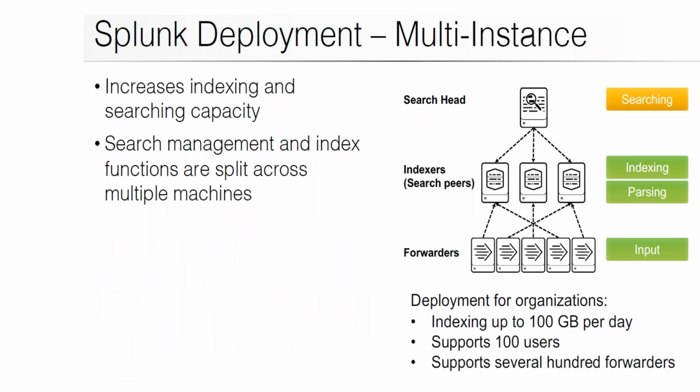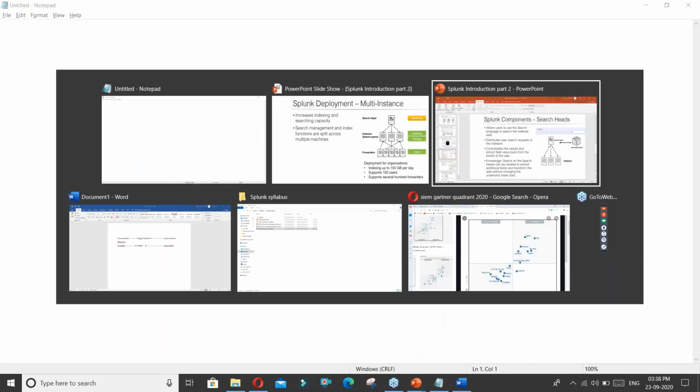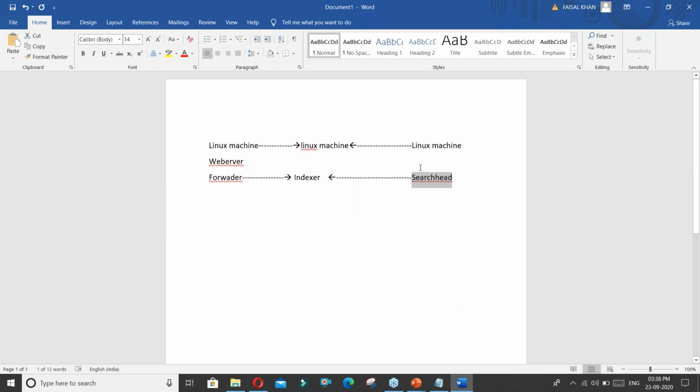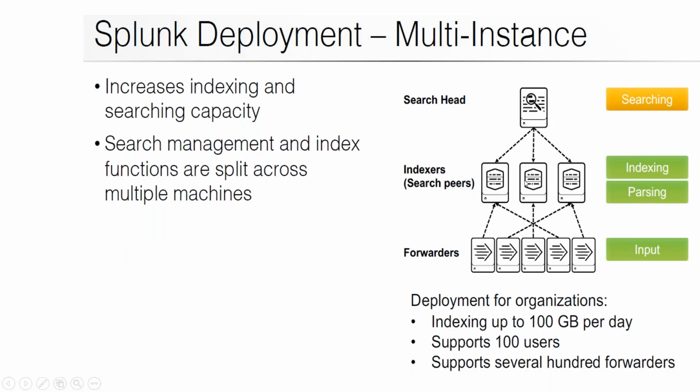Multi-instance deployment, guys. This is the architecture you will see in a larger organization. The one I showed you is for very small data. There can be one indexer, but if data is huge, you need multiple indexers. Also, if you have a team of 100 people, they can't log into one single search head. There should be multiple search heads. That's how a distributed deployment architecture will look. With more data and more people logging in, you can see the indexers are multiple.